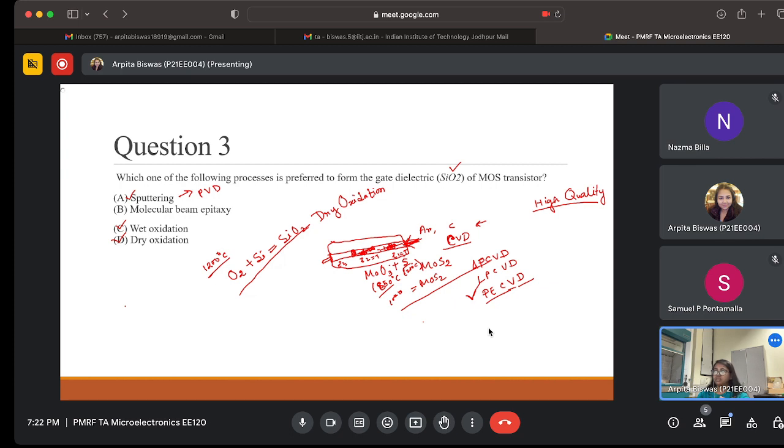the sputtering or wet oxidation process, because sputtering is a PVD process, which is a physical vapor deposition technique. Wet oxidation is also an oxidation process, but the temperature is about 900 to 1200 degree centigrade, and H2O plus O2 with Si produces hydrogen gas and silicon dioxide.